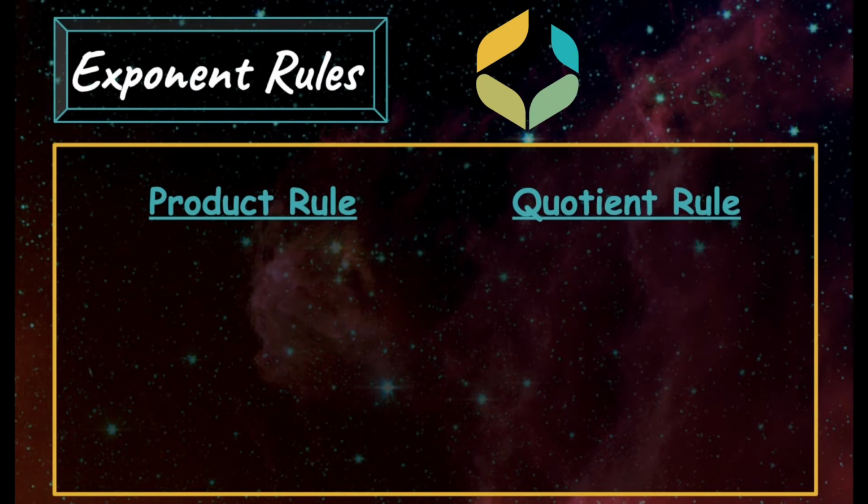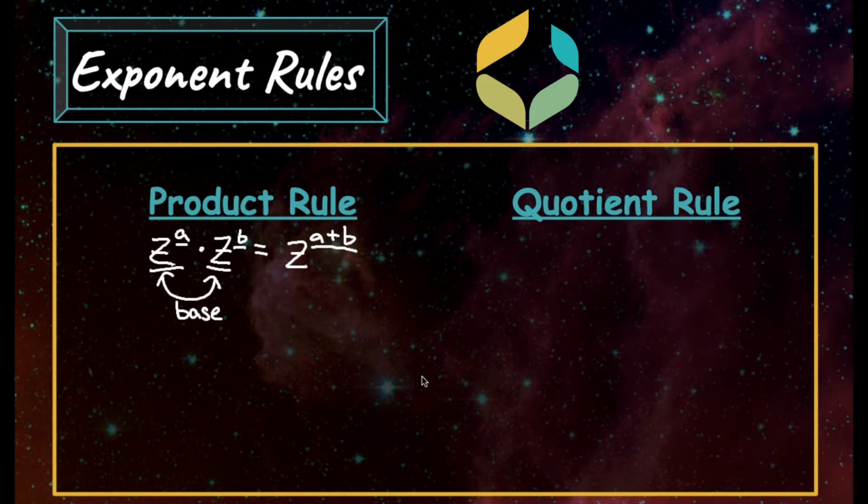The product rule tells us that when we're multiplying two exponents with the same base, we have to add the exponents. For example, if we have z to the power of a times z to the power of b, this is going to be z to the power of a plus b. This is when we have the same base. In this case, z is our base. When we have the same base and we're multiplying, we have to add the exponents together.